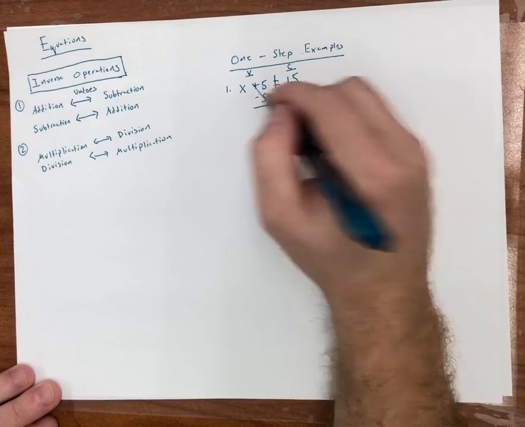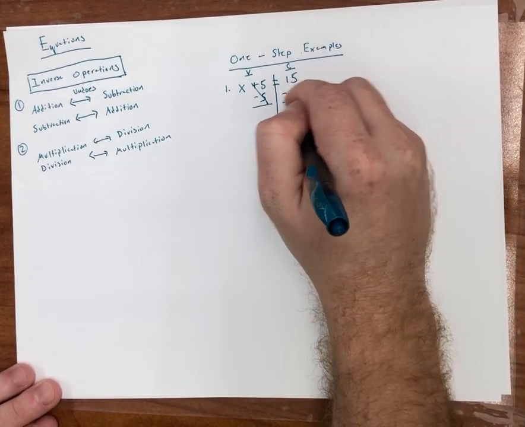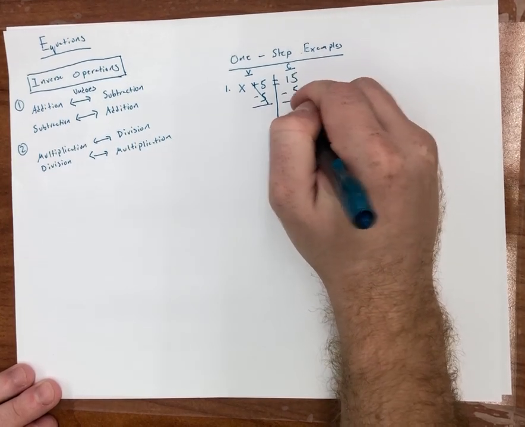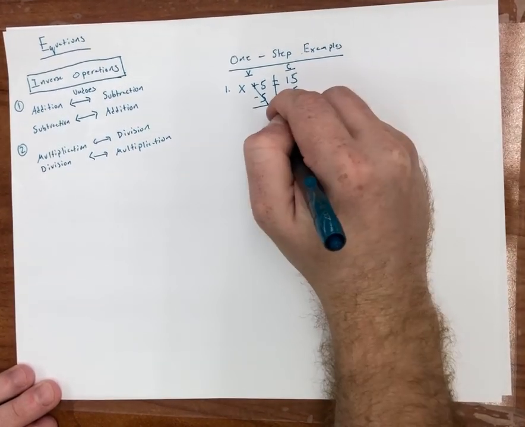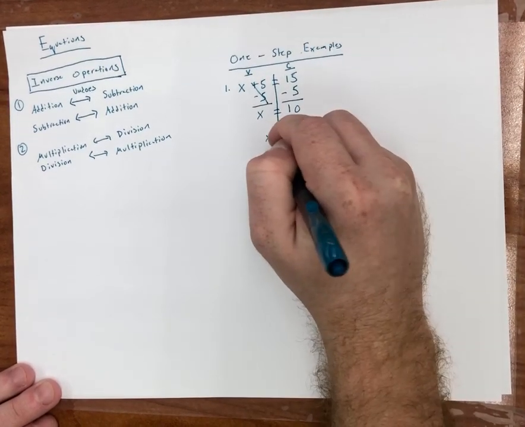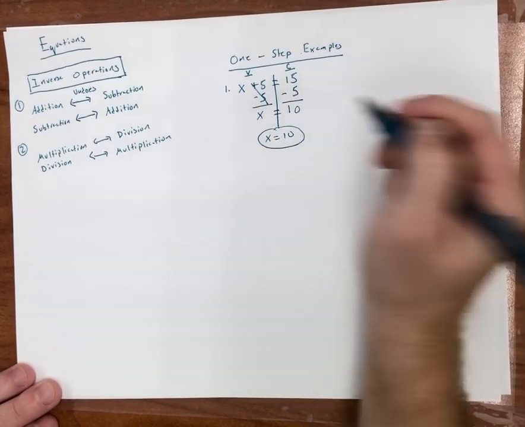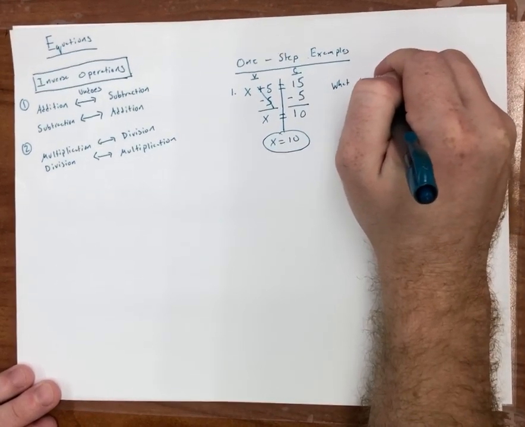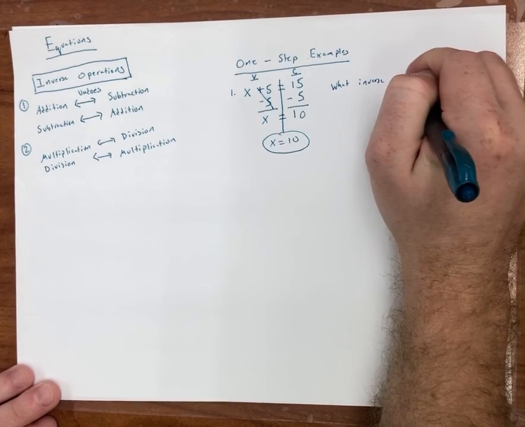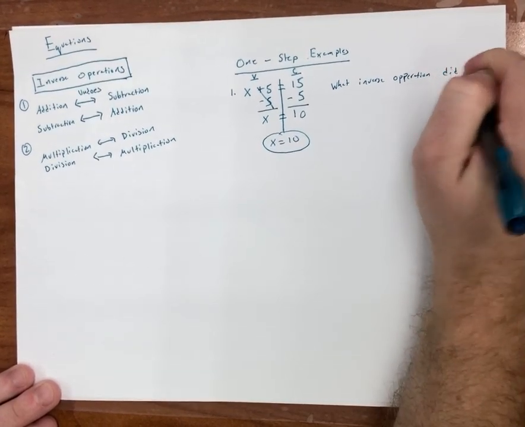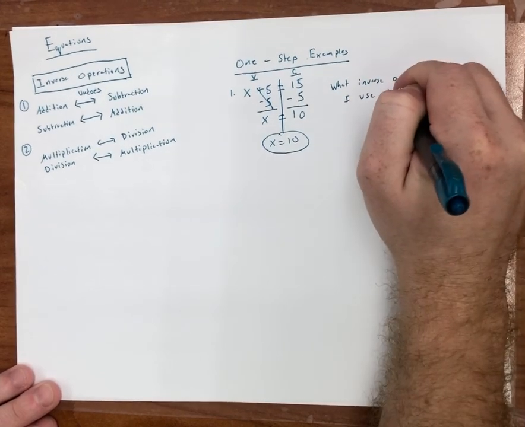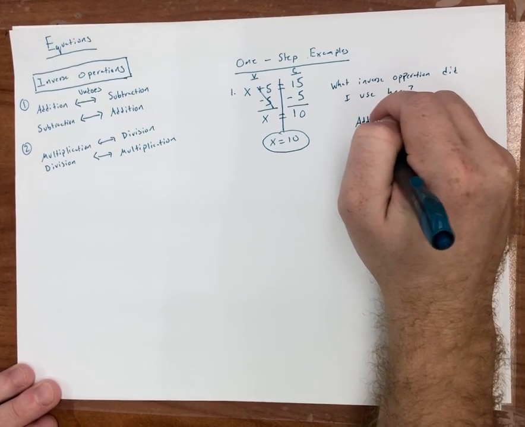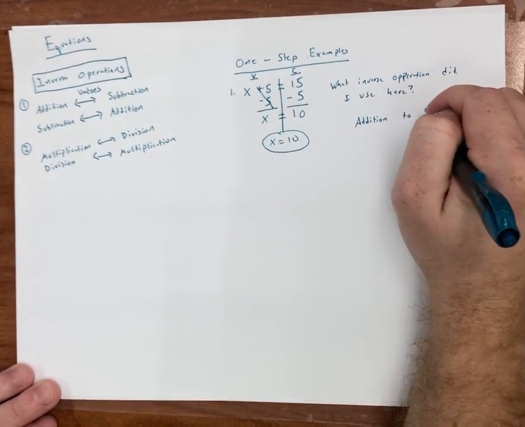That cancels. Remember, what I do to one side, I have to do to the other. Now I've got 15 minus 5, which gives me, these cancel, give me 0, and then just bring the 10 down. So my answer is x equals 10. So what inverse operation did I use here? Addition to subtraction.